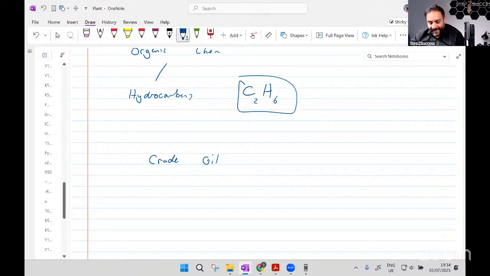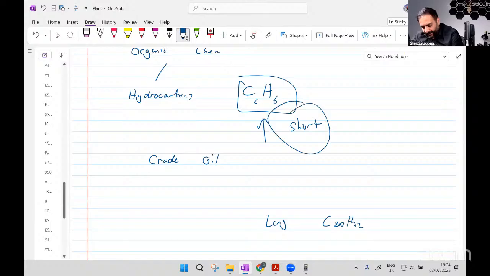At the end of that, what we get is really short ones like this and really long ones as well. A bit like C10, or let's make it bigger, C20H42. So we get short hydrocarbons and really long ones, like big numbers.